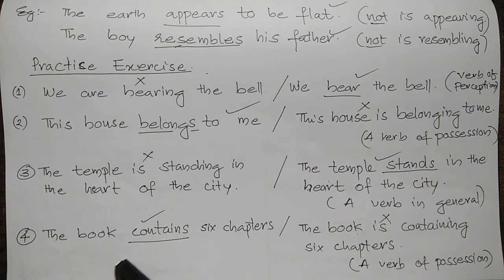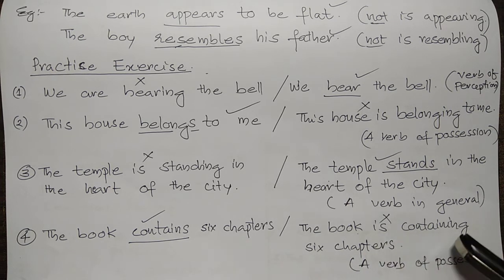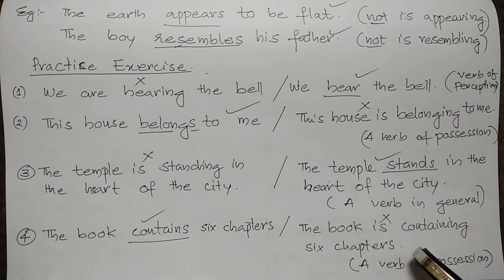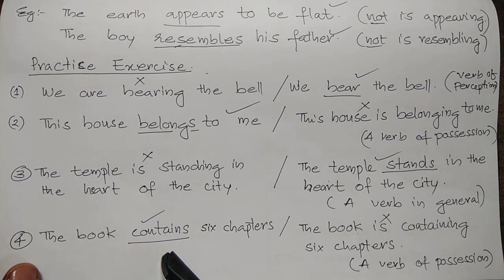Fourth one, the book contains 6 chapters. The book is containing 6 chapters. The first one is right, second one is wrong. This is also, that is contain, a verb of possession. So we never use present continuous, we are using simple present. The book contains 6 chapters.